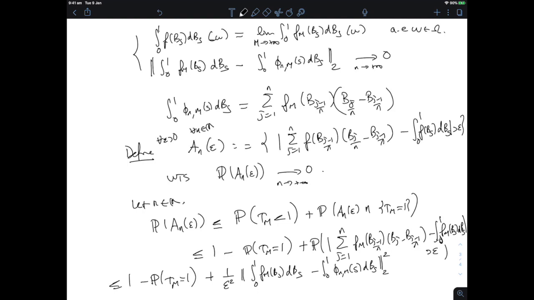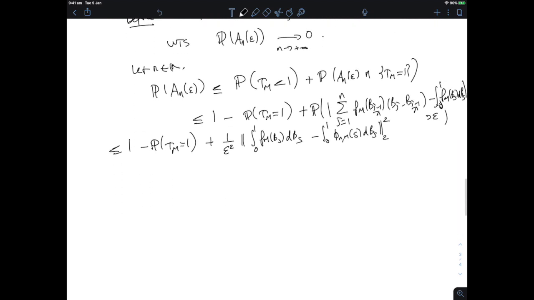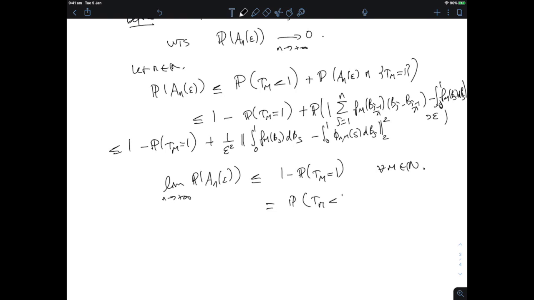And the point is that now, certainly as I send n to infinity, this L2 norm goes to 0, because that's what we just proved here by proving that phi n m is an approximating sequence for the process s goes to fm bs. So this thing here, by taking a limit as n goes to infinity, has to tend to something that is smaller. So let's put it this way, it's going to be neater. The limit of the probability of an epsilon as n goes to infinity is always going to be smaller than 1 minus the probability of tau m being 1, and that is for all m in N. And this is the probability that tau m is smaller than 1.